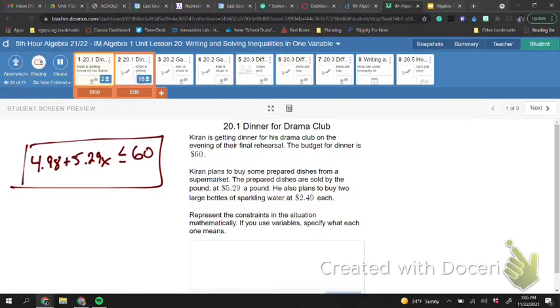The most I can spend is 60. Can I spend less than $60? Yes. So, how many theoretical answers are there to this? Anything less than or equal to 60. Theoretically infinite answers. So that's why we need to solve this. We need to do something that shows us all these answers.